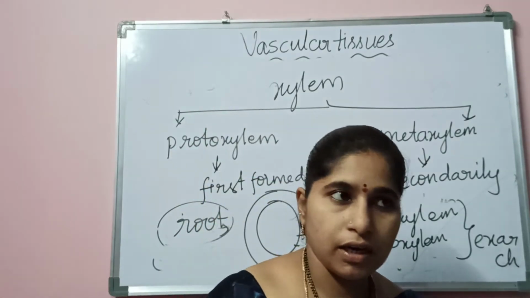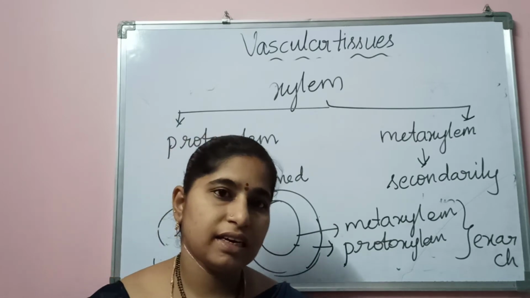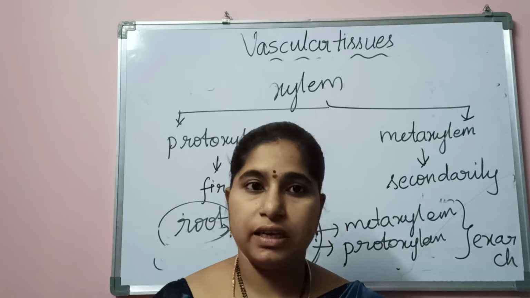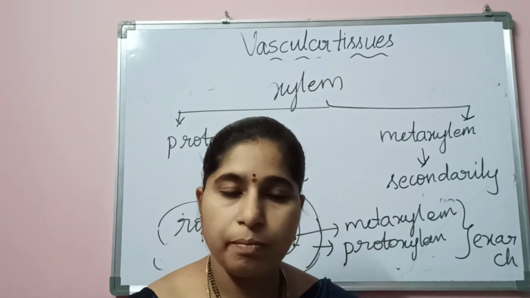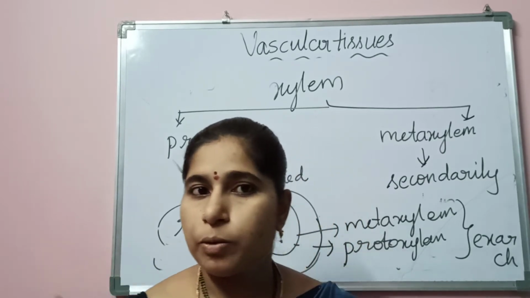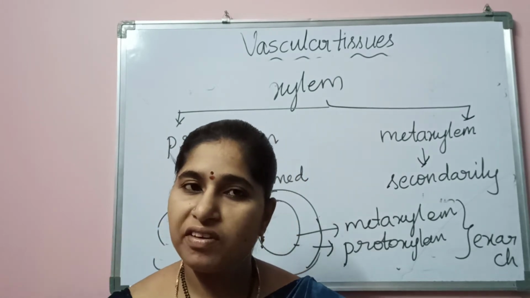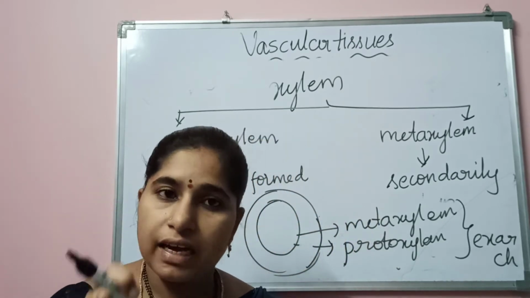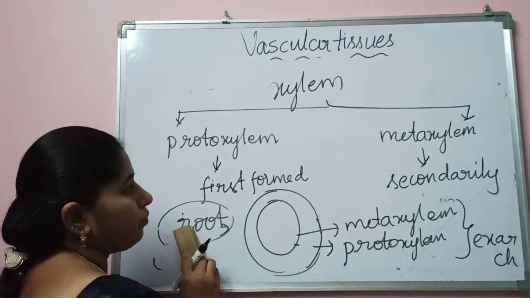So this is a neat bit again. Endarch xylem is observed in the stem and exarch xylem is observed in the root. What is endarch xylem? What is exarch xylem? If the protoxylem is towards the pith region and the metaxylem is towards the periphery, it is called endarch xylem, observed in the stem. Exarch xylem means the protoxylem is towards the periphery and the metaxylem is towards the center, and it is observed in the root. This is about the xylem tissue.